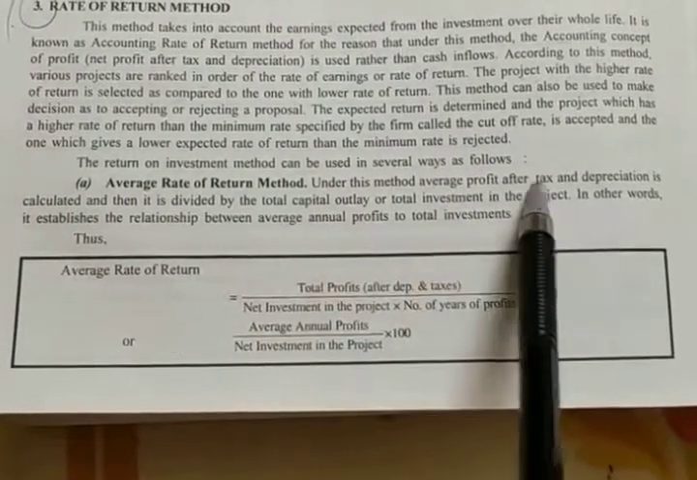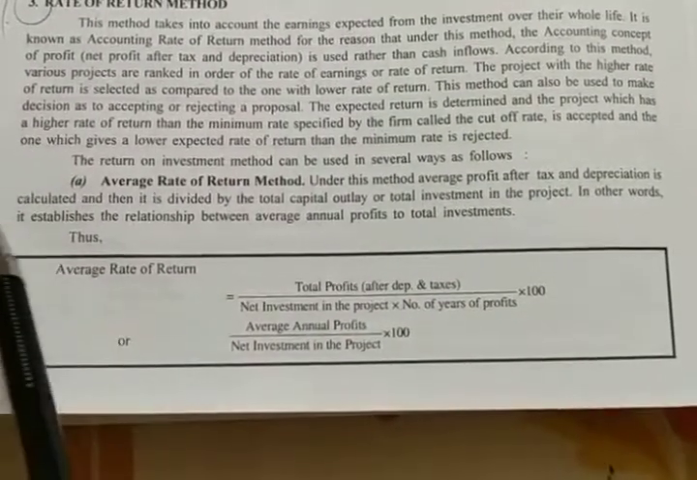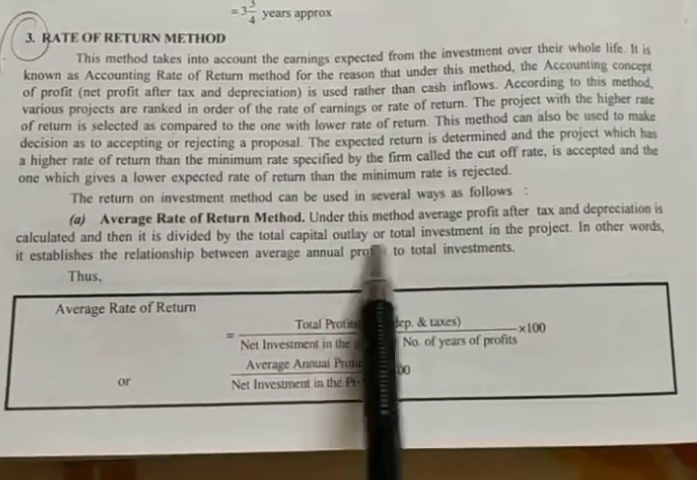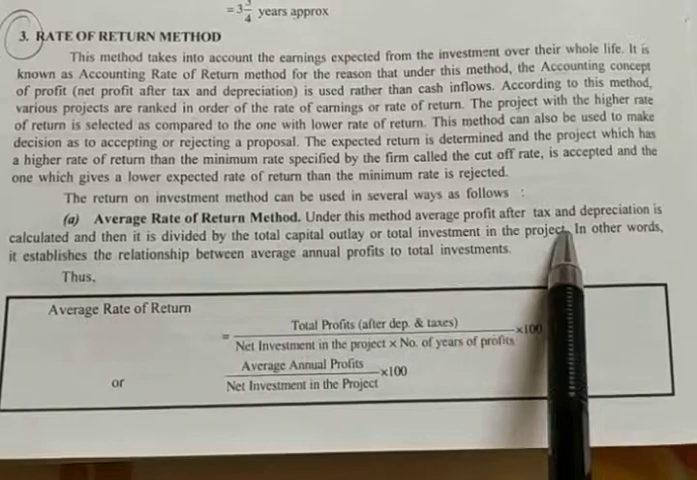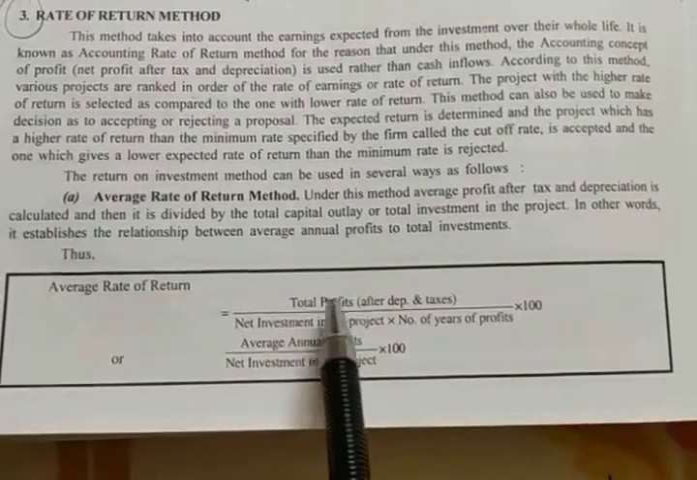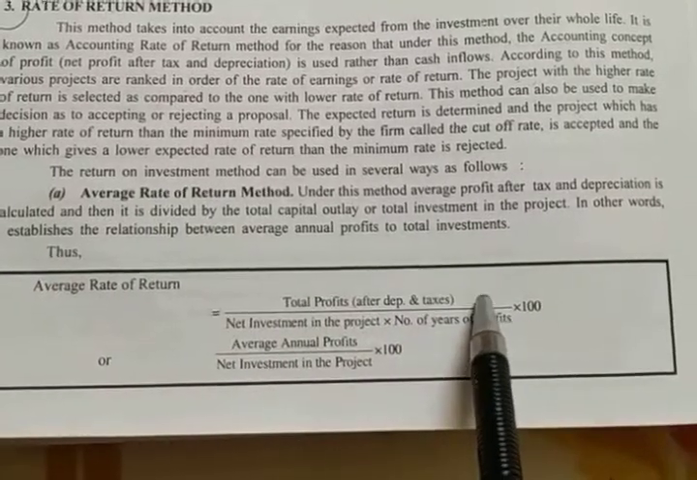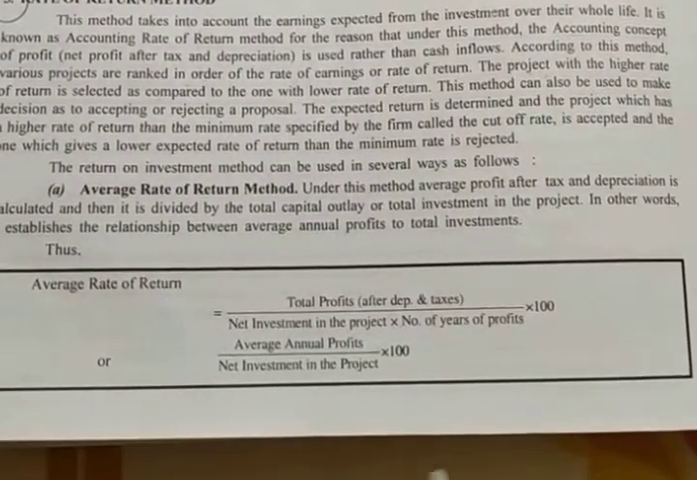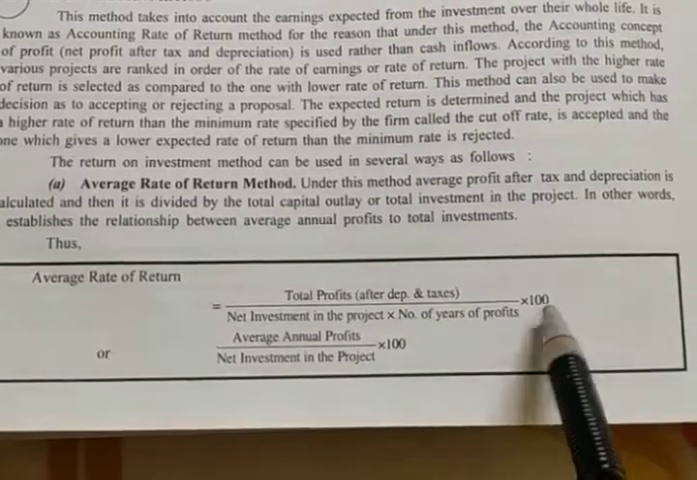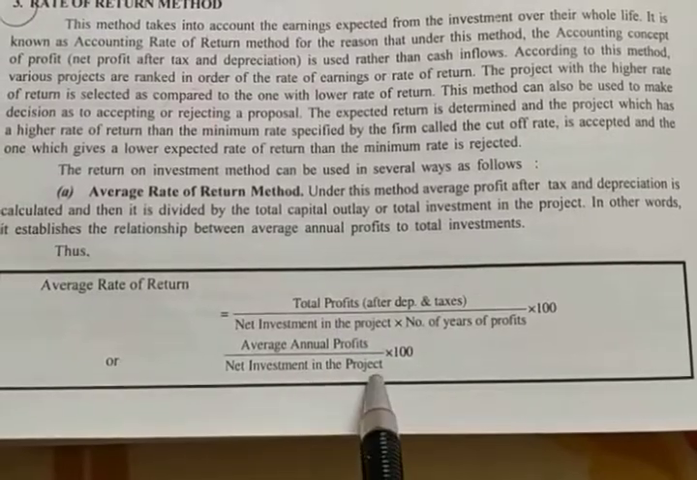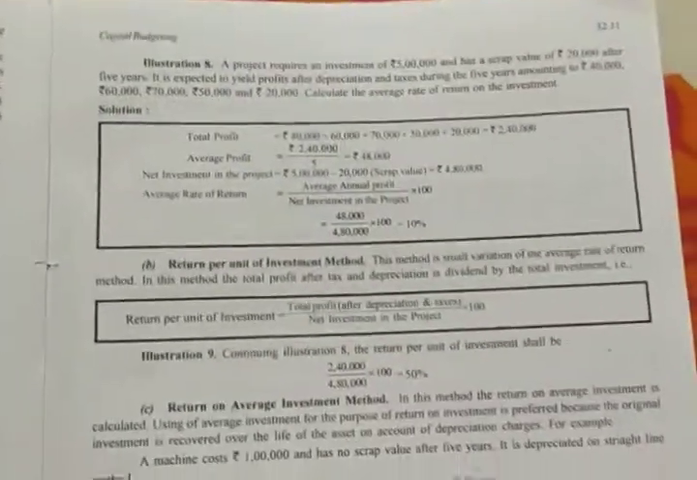Under this method, the average profit after tax and depreciation is calculated, and then it is divided by the total capital outlay or the total investment in the project. In other words, it can be done like this: total profit, that is after depreciation and taxes, divided by net investment in project into number of years of the profit into 100, or average annual profit divided by net investment in the project into 100.